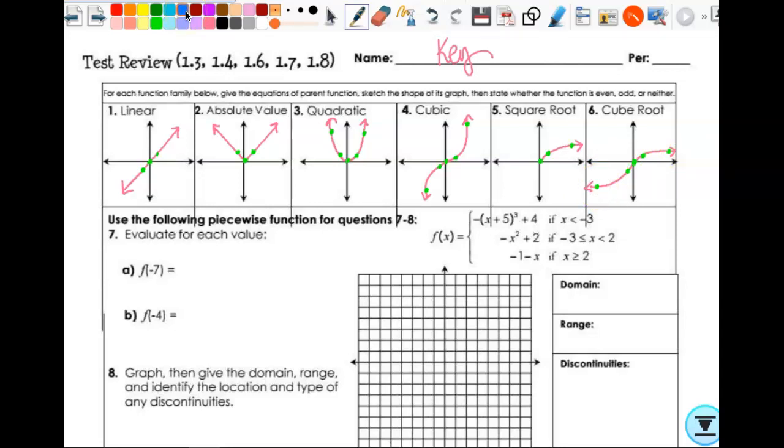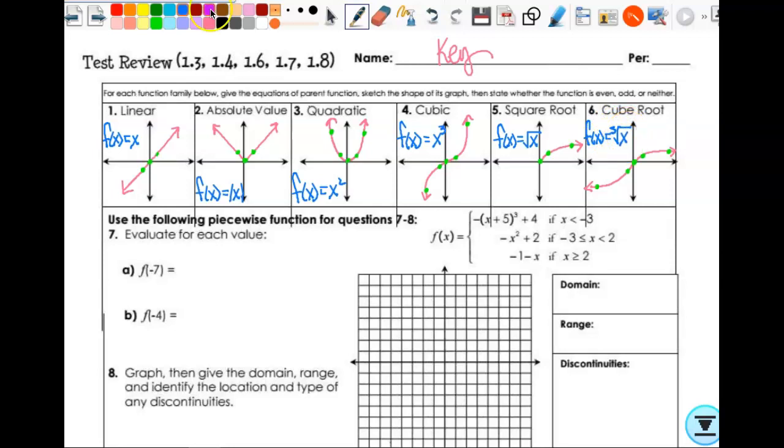All right, so the equations. Linear, f of x equals x. Well, you know what that says. Absolute value, f of x equals absolute value of x. Quadratic, f of x equals x squared. Cubic, f of x equals x cubed. Square root, f of x equals the square root of x. Cube root, f of x equals cube root of x.